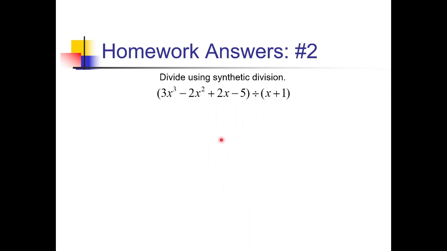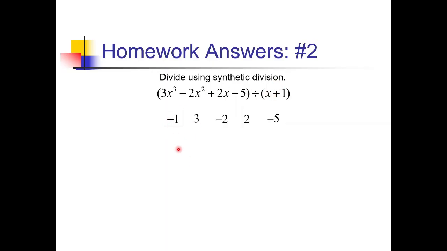Let's go ahead and divide this using synthetic division. So writing down the coefficients of the dividend first, we've got a 3, negative 2, make sure you include that negative sign, then we have a 2 and a negative 5. And now for my k value, it's going to be whatever zeroes out my divisor, so that's going to be negative 1, and I'll write that off on the side here.